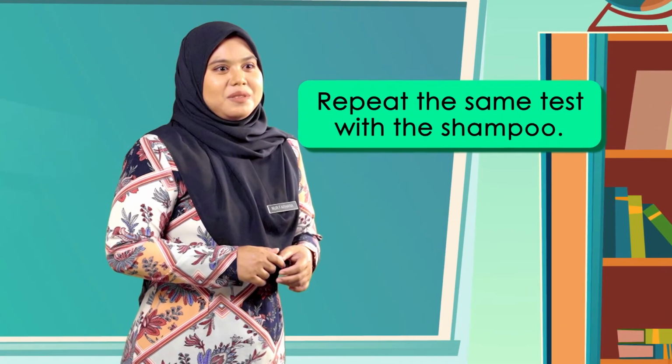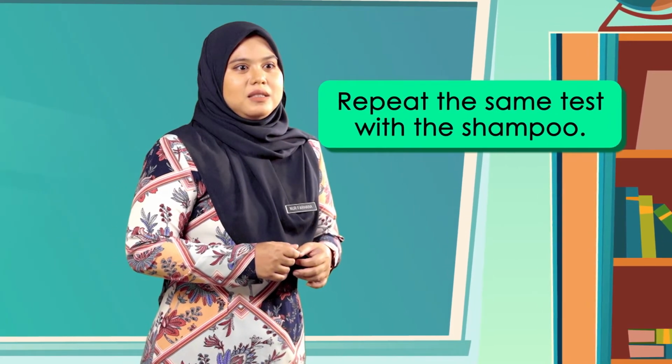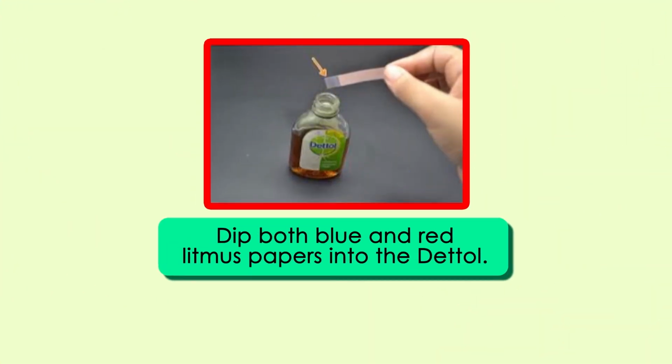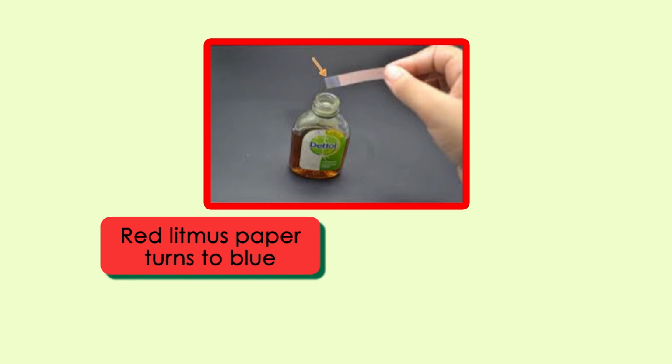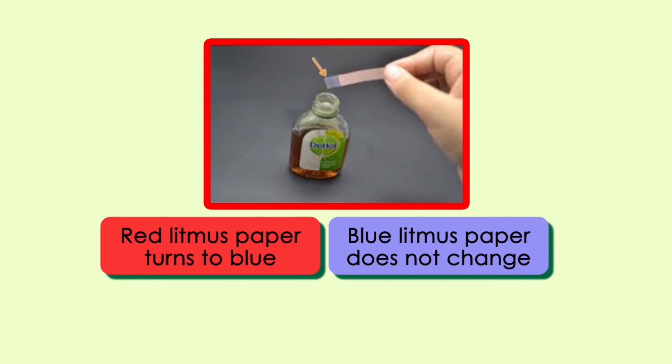Next, repeat the same steps with the shampoo. You may want to change to some other things such as Dettol too. Have you ever wondered if Dettol is acid or alkali? Yes, me too. Now, we can test it by using litmus paper. Dip both litmus paper into the Dettol. Observe the color change. What can you see? Yes, red litmus paper turns to blue while blue litmus paper does not change.